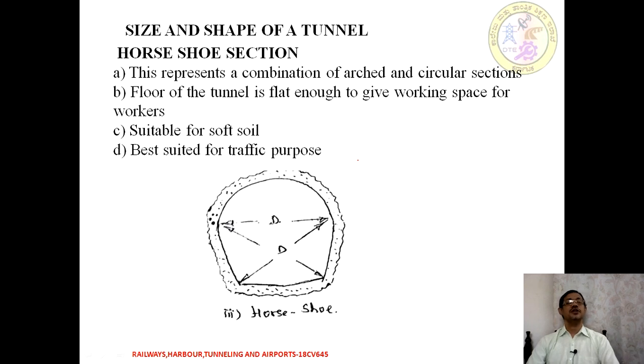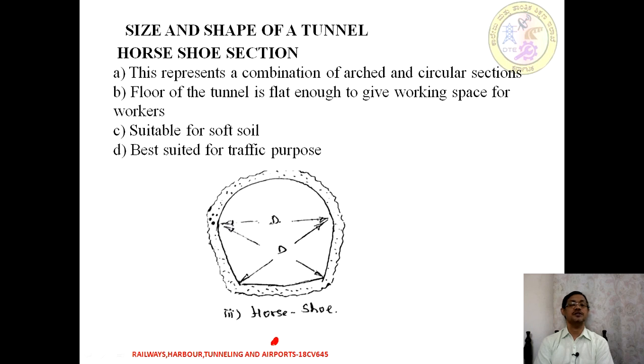The next one is the horseshoe type of section. This represents a combination of an arched type and a circular section. The floor of this tunnel is always flat, so that it gives a very good working platform or space for the workers. It is suitable for soft soil and for traffic purposes. So that's the horseshoe type.